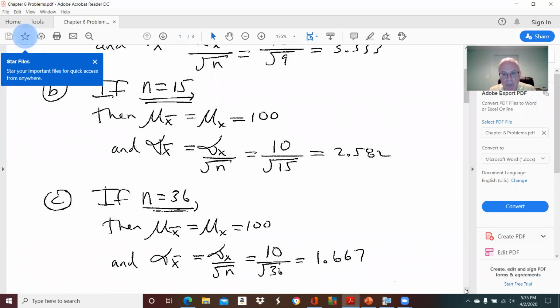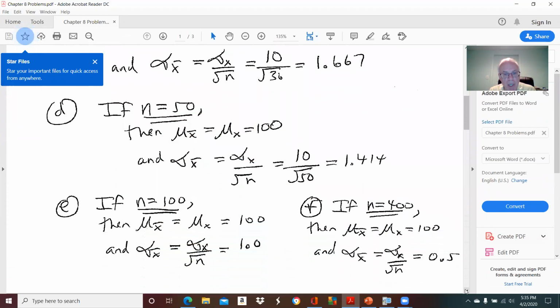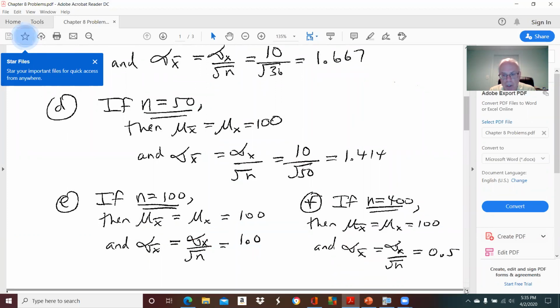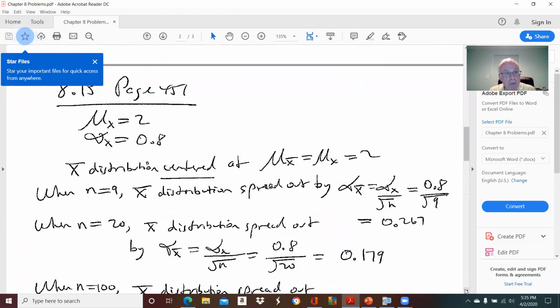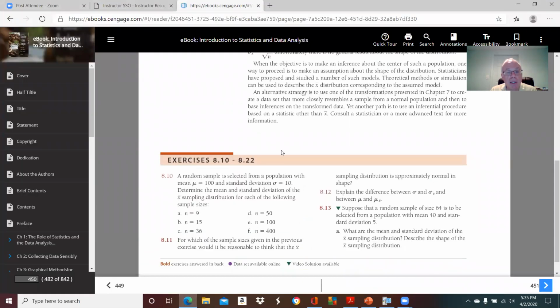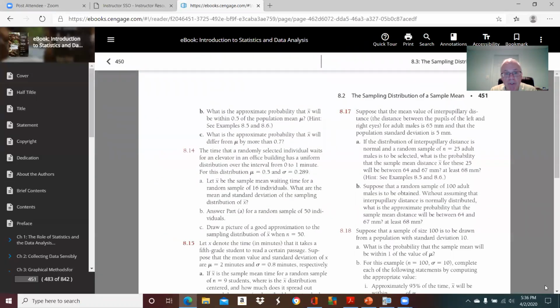All right. And then as n is equal to 36, you see that the mean is the same. The standard error goes down even more, and as n is equal to 50 it goes down more, and n is equal to 100, it goes down even more, and 400, it goes down even more. All right. Now, 8.15, I think, shows the same sort of thing. This is on page 451, so let's go back to the book and go to the next page, 451. We go to number 15.